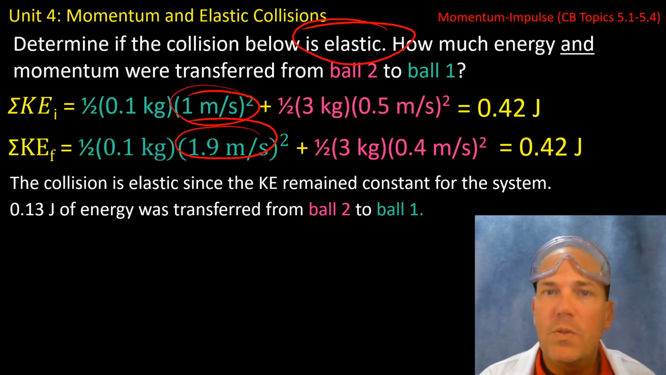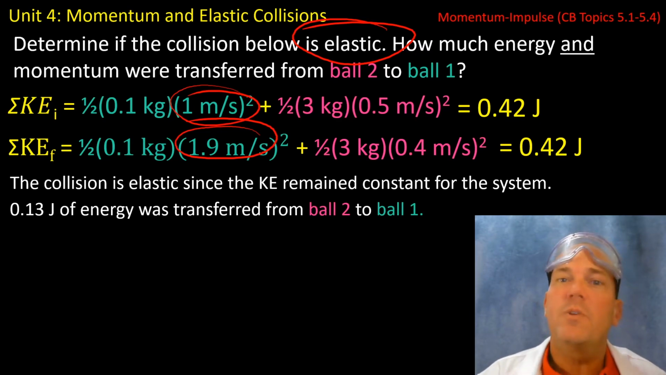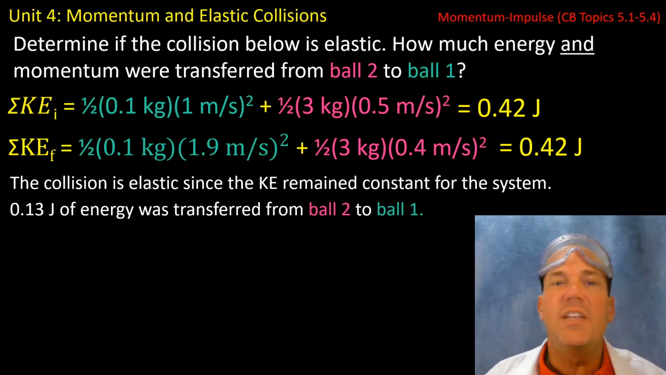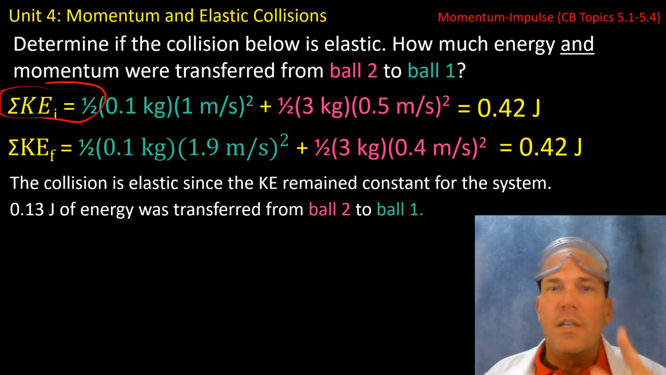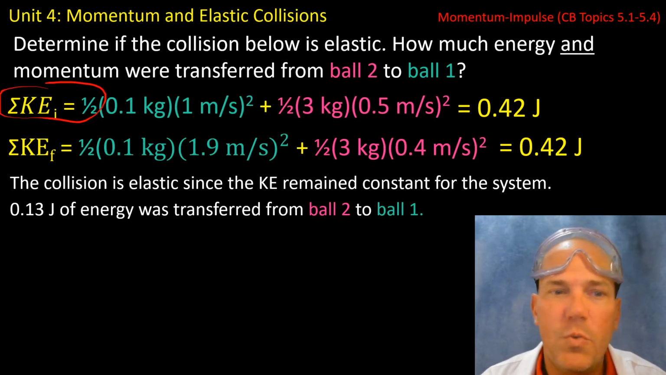Now it's moving to the left, and with a much greater magnitude of velocity. In other words, its speed has increased from 1 to 1.9. If we calculate the kinetic energy initially for ball 1, right here, do this calculation, and you'll find it to be equal to 0.05 joules.